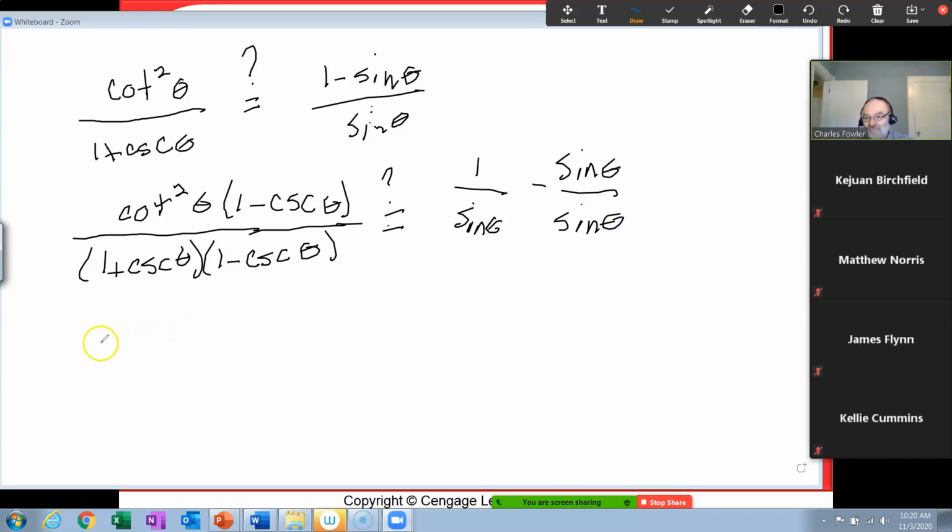Okay, what this gives you on the left-hand side, 1 minus cosecant squared theta. Does everybody see that? You're foiling. 1 times 1 is 1. This will be a minus cosecant theta plus cosecant theta. That adds to 0, then a minus cosecant squared theta. Okay? And the numerator is still cotangent theta times 1 minus cosecant theta, if I could write.